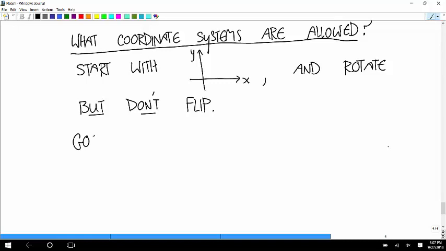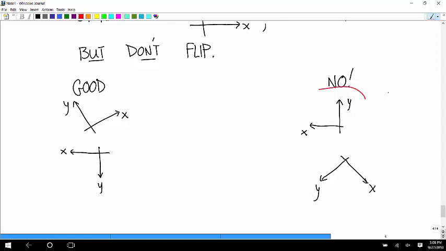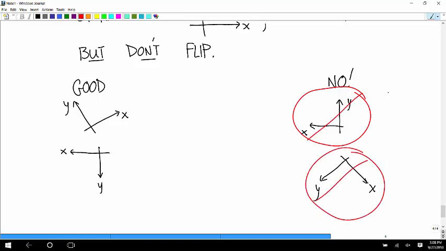So, for example, here, this is allowed. This is allowed. But this isn't, and this isn't. Because both of these, if my thumb is the x-axis and my first finger is the y-axis, you can start in that standard orientation and rotate it to get that. And this one you can do if you're really flexible. And that's still just a rotation. So there's no way to start like this and rotate it to get this unless you flip it. Same with this one.